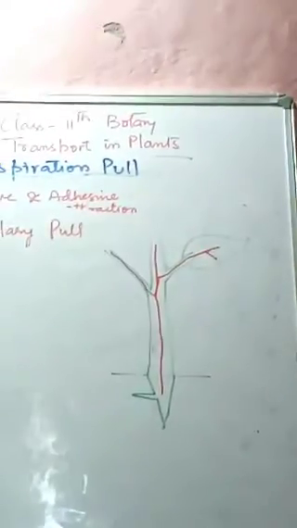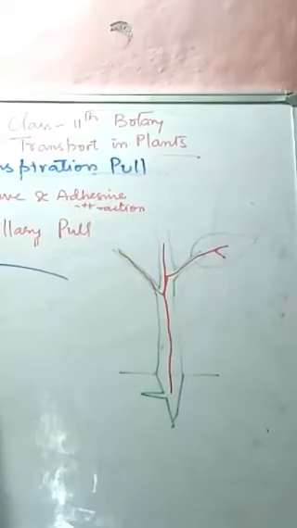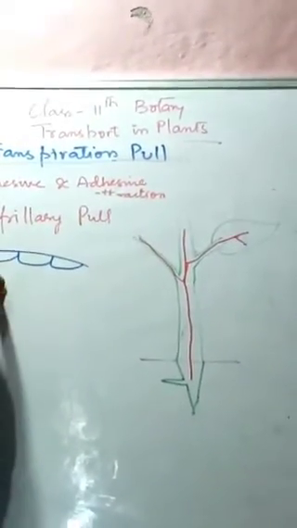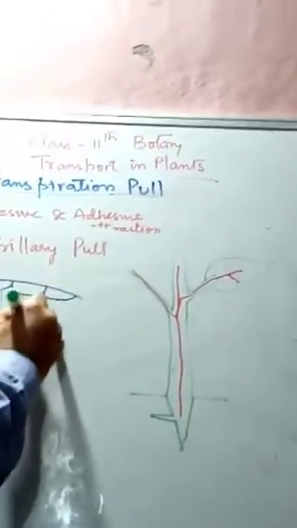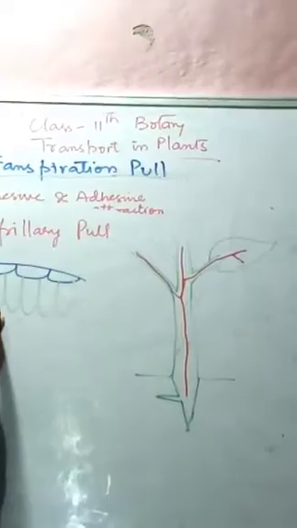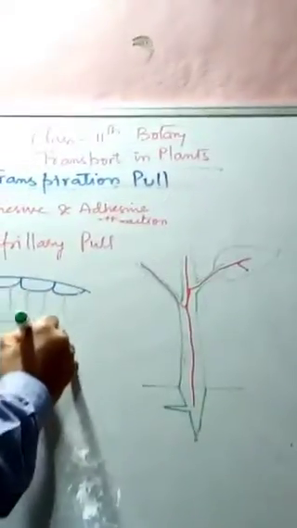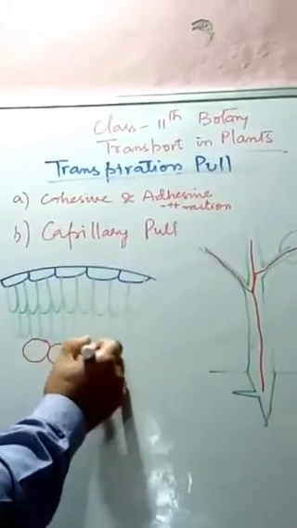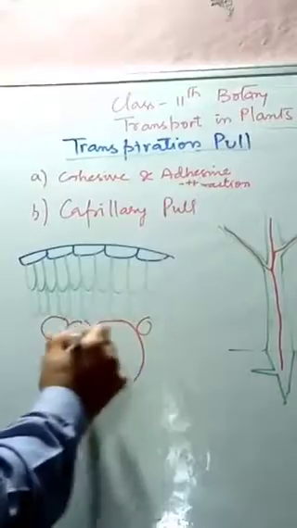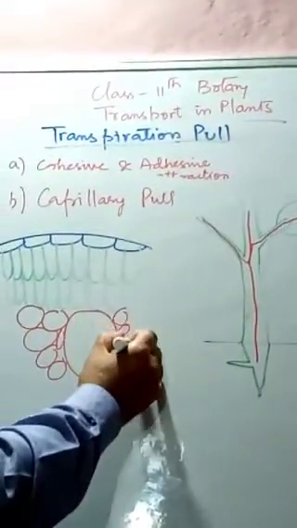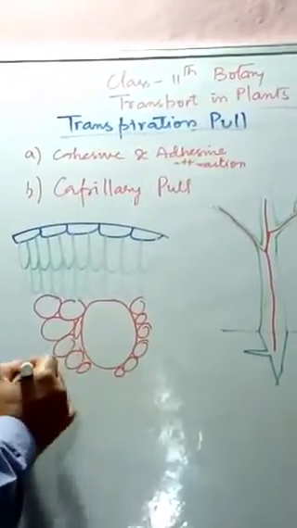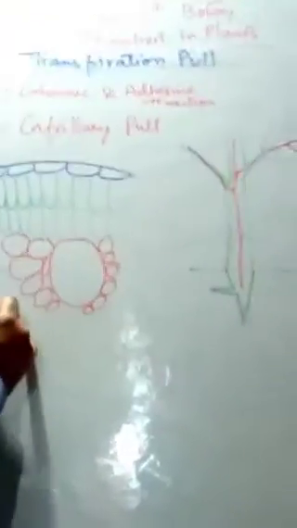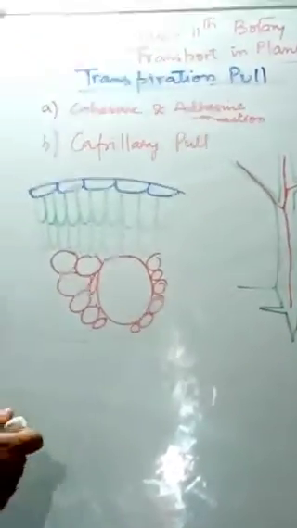If you know the structure of the leaf, this is the upper epidermis, then we have the palisade cells which are compactly arranged, then after this the spongy cells which are loosely arranged, and we have what we call the vascular bundle, and then here the lower epidermis.